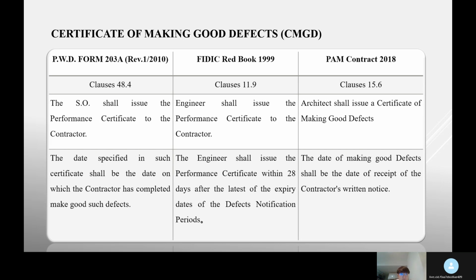Secondly, FIDIC Red Book 1999. In clause 11.9, the engineer should issue the performance certificate to the contractor within 28 days after the latest of the expiry dates of the defects notification periods. Third is the PAM Contract 2018. In clause 15.6, the architect should issue a certificate of making good defects. The date of making good defects should be the date of receipt of the contractor's return notice.